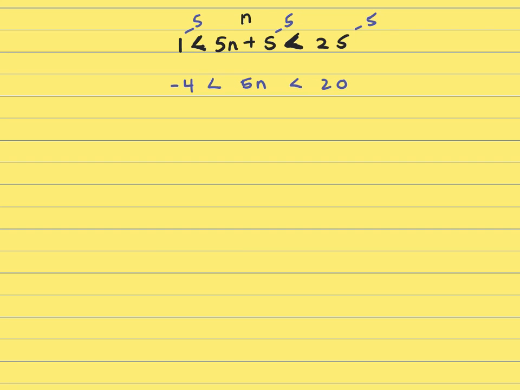We're closer. We want to get n in the middle. So to isolate this n in the middle, I need to divide both ends by 5. So that gives me -4/5 is less than n is less than 4. And I want to see how many integers are in that interval.